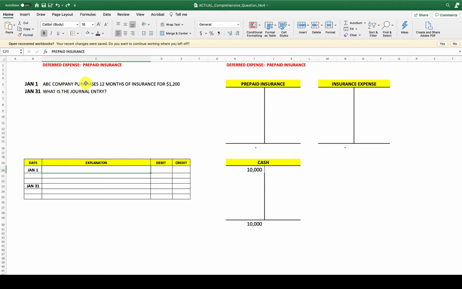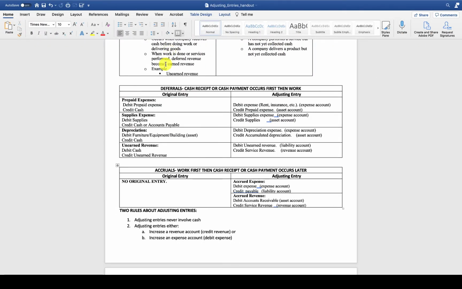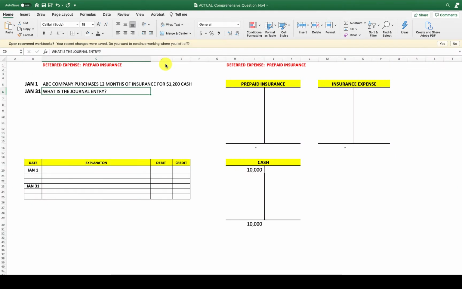Okay, so it says ABC Company purchases 12 months of insurance for $1,200. Okay, so what's going on here? They're receiving insurance and they're paying $1,200 in cash, right? So this is $1,200 in cash. Okay, so now we have that. How do we go ahead and record this journal entry, right? How do you go ahead and record it?